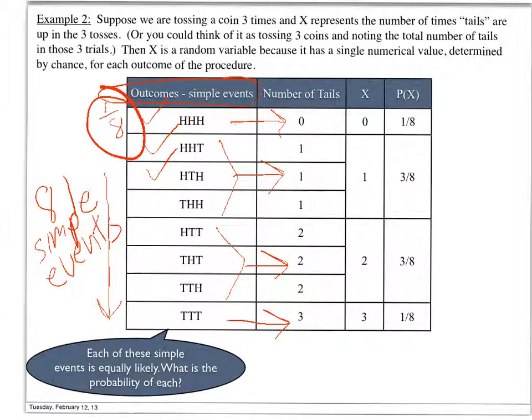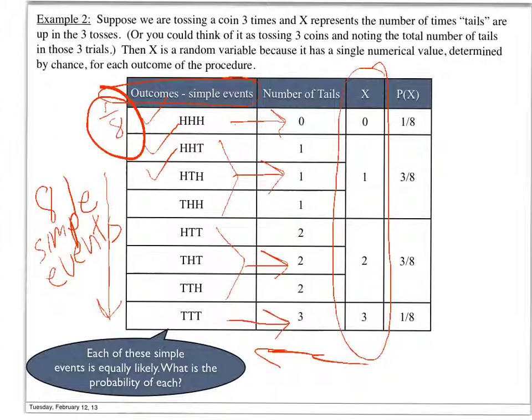The number of tails is what we are counting, and so the values of the variable x are either 0, 1, 2, or 3. So this column is the first column in our probability distribution. It's the column that gives us the possible values of the random variable. But remember, we had to build that column by thinking about the simple events and determining the number of tails for each of those simple events. Then we look at the probability of each of those events.